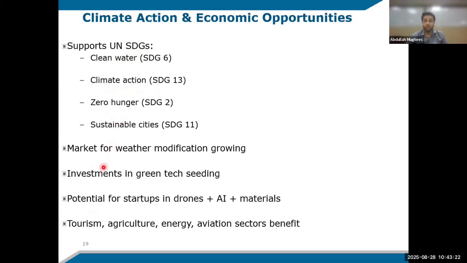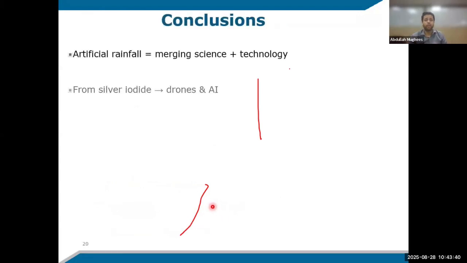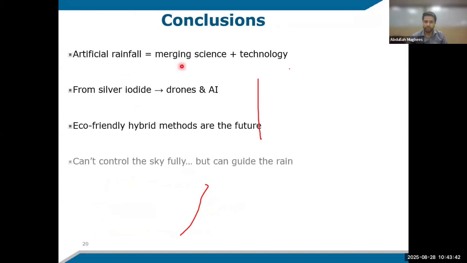The market for weather modification is growing, and people are investing in green tech seeding, which uses environment-friendly chemicals. There is a lot of potential for startups in drones and AI business here. Tourism, agriculture, and aviation sectors are all benefiting from these techniques. So in conclusion, artificial rainfall is an emerging science and technology field.